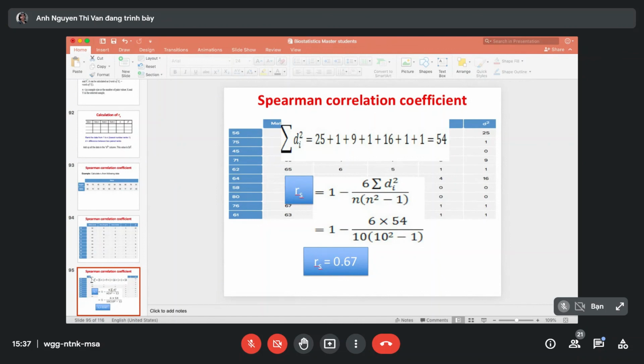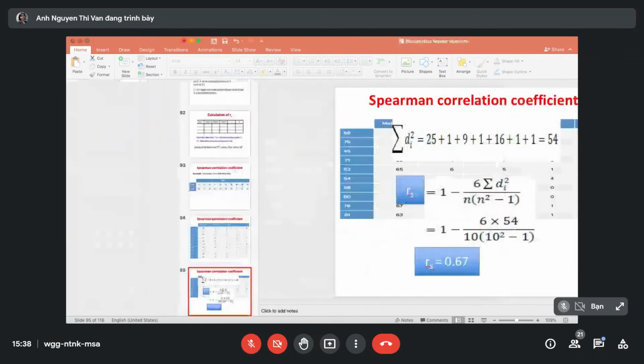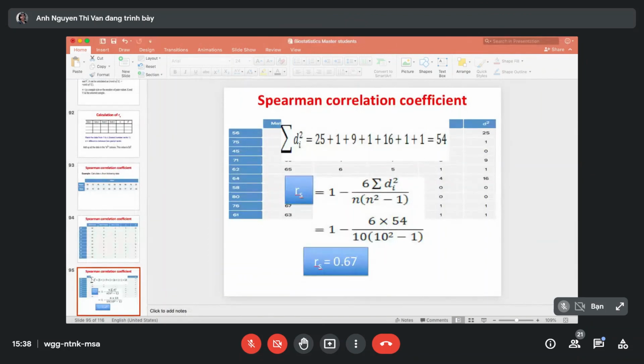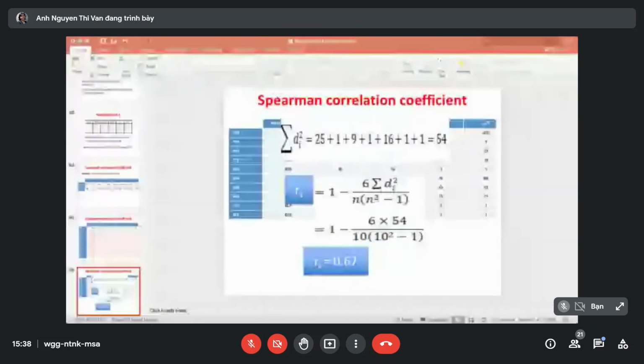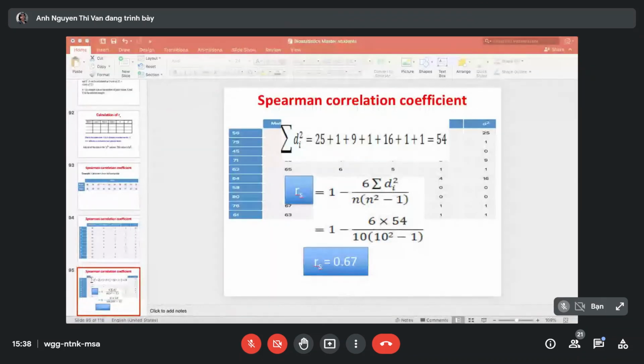In Pearson correlation, we have two coefficients. One is the correlation coefficient R, and the other is the coefficient of determination, R squared. And in Spearman correlation, there's only one coefficient, and it's calculated on the rank of the data.